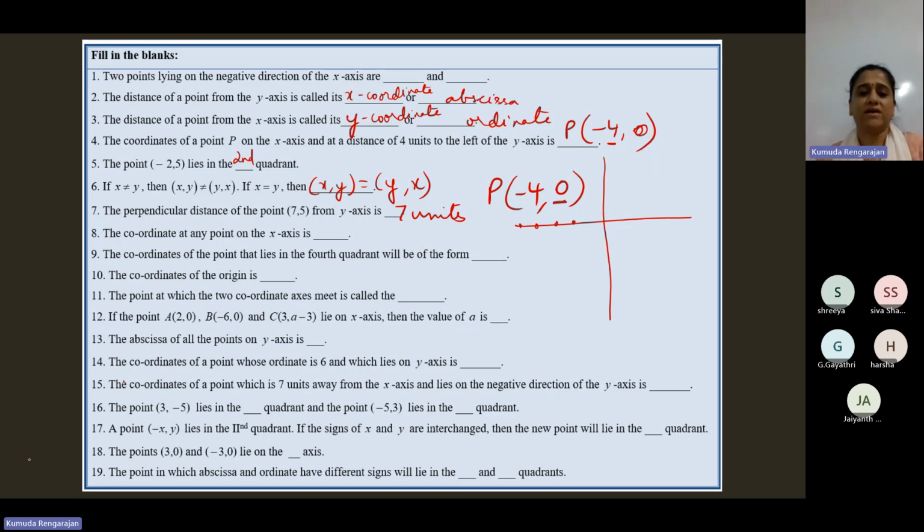The coordinates of any point on the x-axis is, see, coordinates means what? The x-coordinate and the y-coordinate together. So the coordinates of any point on the x-axis is x, 0. It'll be of the form something, 0. You can even say a, 0, b, 0, c, 0, but in general we say x, 0.